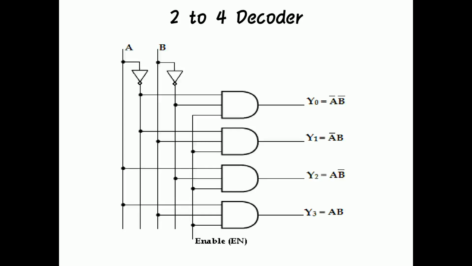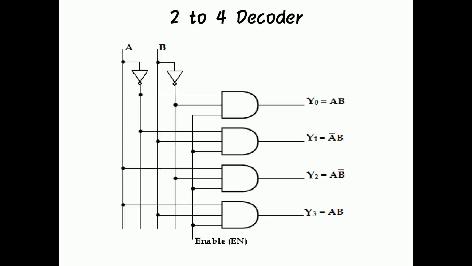So as you can see, we have got the output Y0, Y1, Y2 and Y3. Here, all the outputs will not be activated at one time. For example, if I give the input 0 0, then Y0 will be activated. If I give the input 0 1, Y1 will be activated. If I give the input 1 0, Y2 will be activated. If I give the input 1 1, Y3 will be activated.